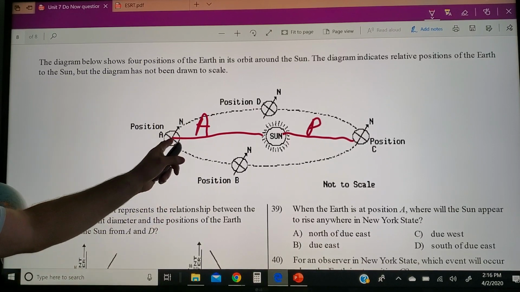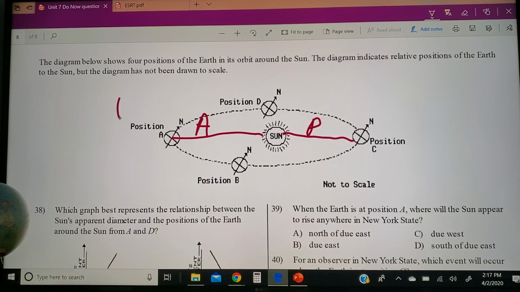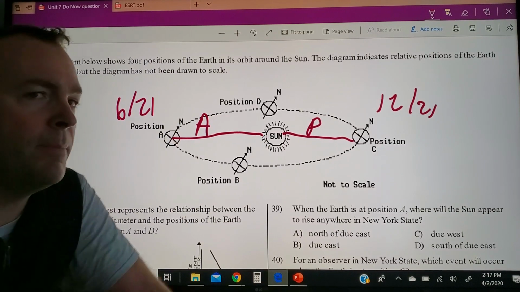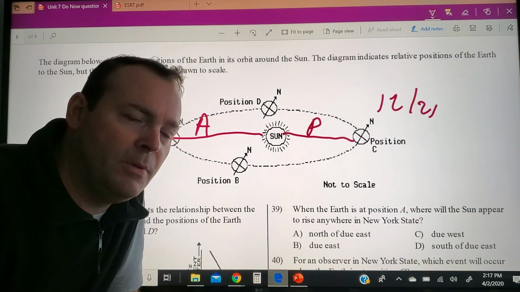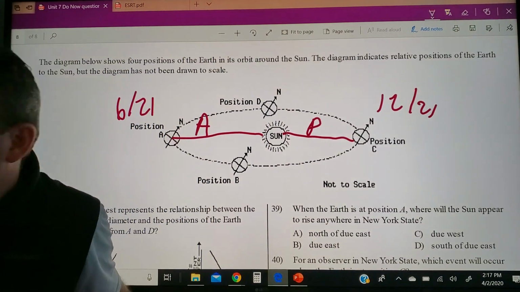Okay. That's your summer solstice, so that's June 21st-ish. And over at C is your winter solstice, that's 12/21-ish, right? Plus or minus a day on those dates, don't be stubborn. All right, let's keep rolling.